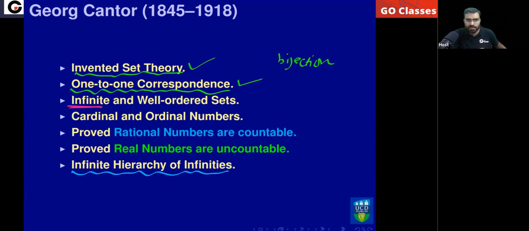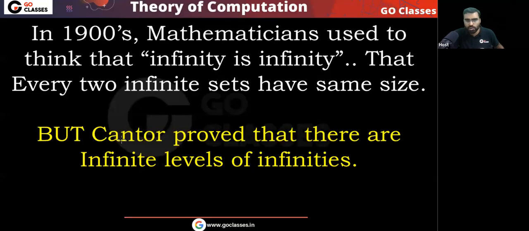Now let me tell you that when he gave this infinite hierarchy of infinities, at that point of time people did not believe it. See, mathematicians at that point of time, in 1900, what they used to think is that infinity is infinity. If two sets are infinite, then they have the same size. Yes or no? Because, agree with me, at that point of time mathematicians used to think that you take any two sets, if they are infinite, then they have the same size.